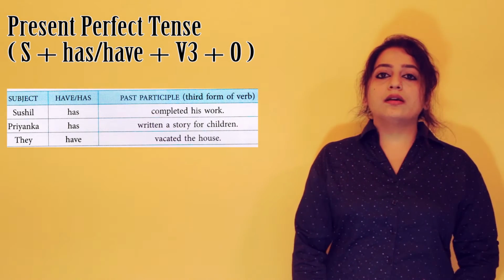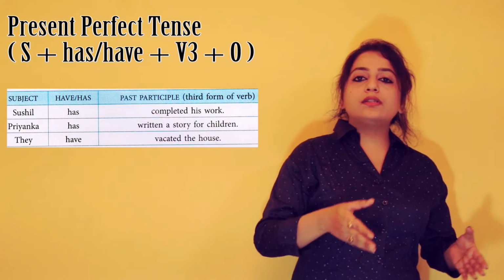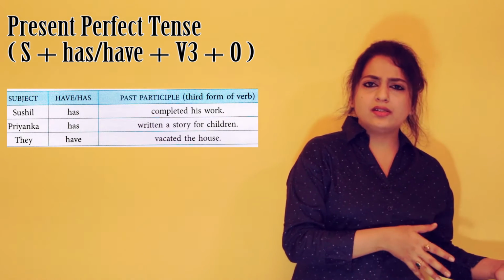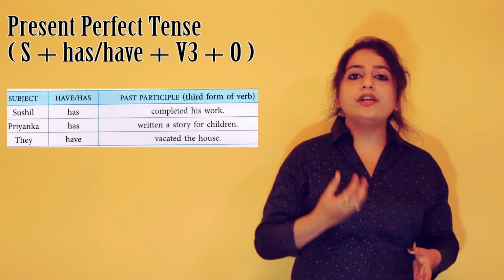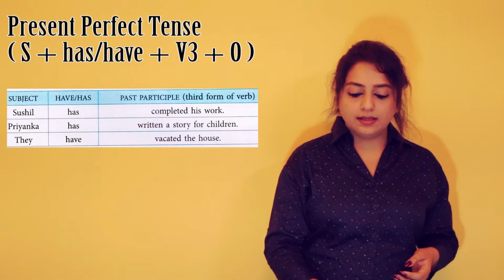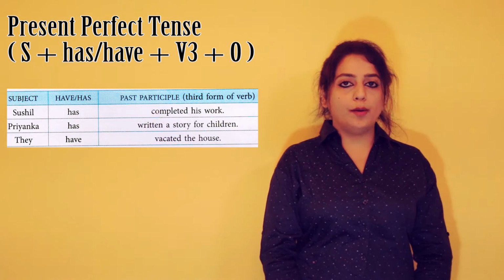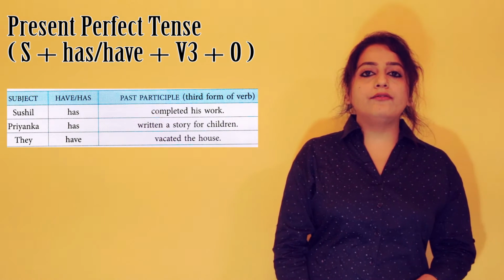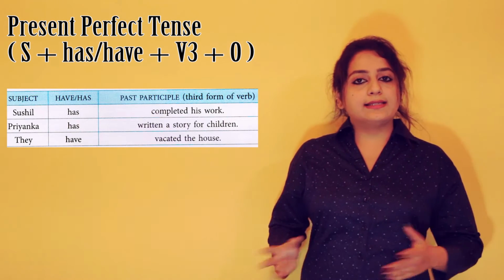Present perfect tense. Present perfect tense means the action which was started a few minutes or some time before and just now it has been completed at the point I have spoken about it. So the structure of present perfect tense is subject plus has, have plus V3 plus object. V3 is the third form of verb, means past participle. So we will move on to the next slide.